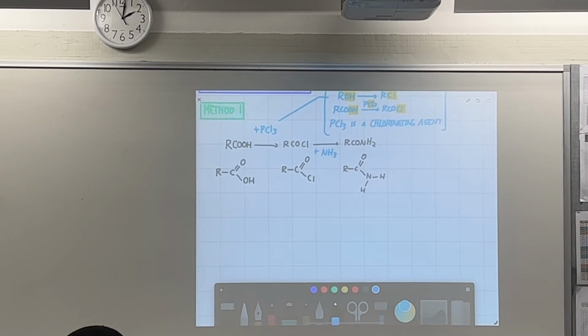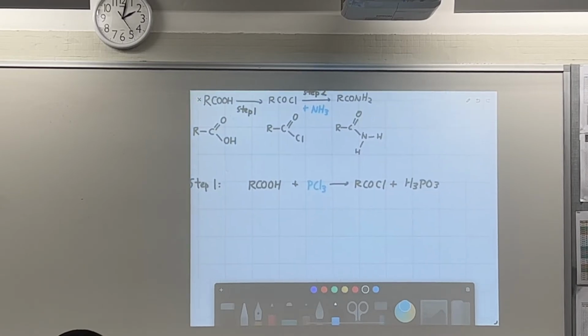So we'll write the equation for these two steps now. Write down step 1, and this is step 2. So step 1 looks like this. You have RCOOH plus PCl3 becomes RCOCl plus H3PO3. So this is phosphorous acid, not phosphoric acid.